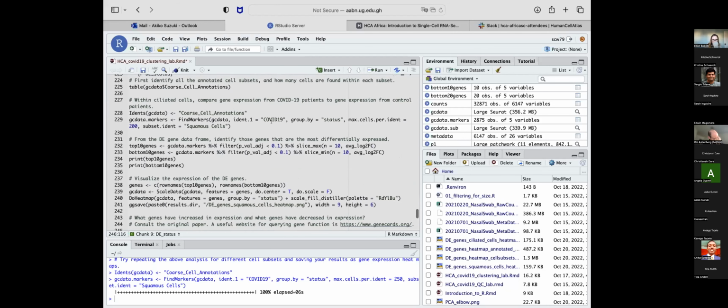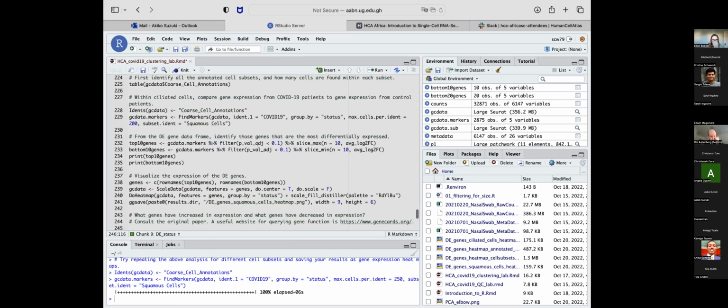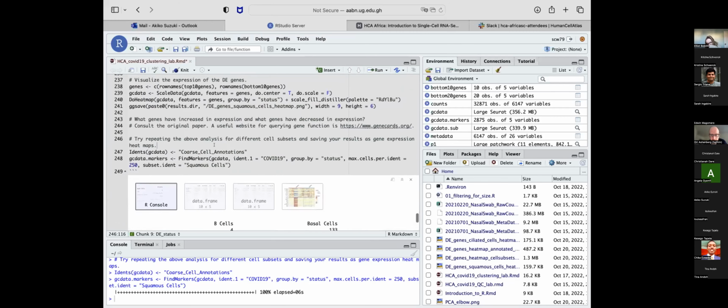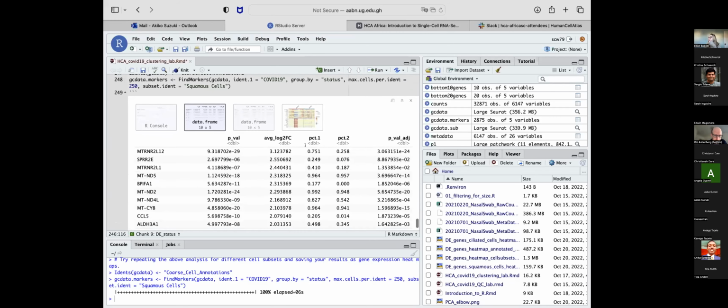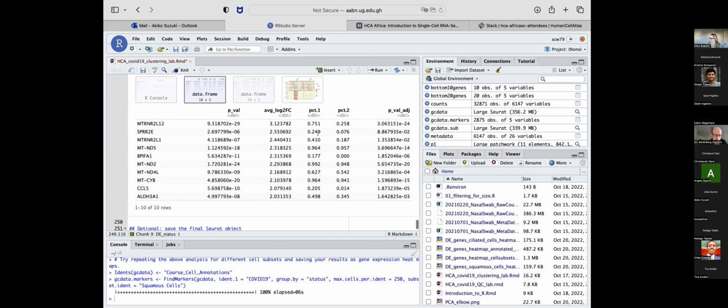And then we looked at the top 10 most expressed genes in COVID-19 and COVID negative patients. So PC1 is for COVID-19 individuals, and PC2 is uninfected. So this is the top 10 for COVID-19 people, and this is the top 10 genes expressed in CD8 cells in COVID negative people.